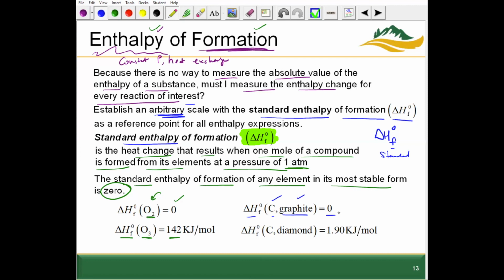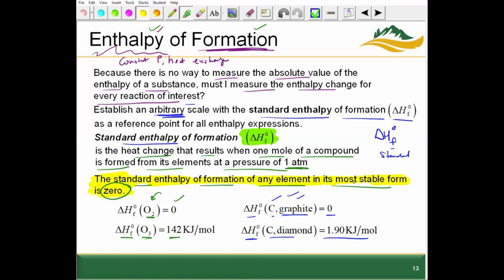It's the most stable form. But carbon also makes up diamonds, but the enthalpy of formation for diamonds is a much larger value than it is for carbon in the form of graphite. So the standard enthalpy of formation of any element in its most stable form is 0.